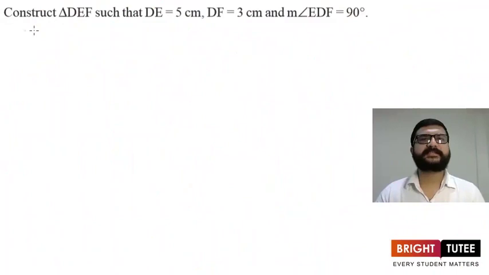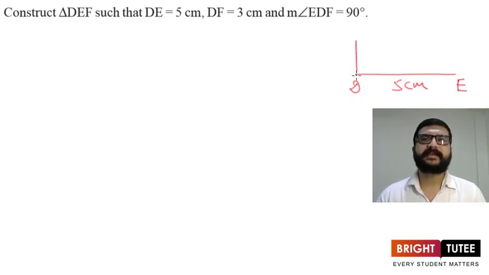The question is, construct triangle DEF such that DE is 5 centimeters and DF is 3 centimeters and angle EDF is 90 degrees. So first of all, we have to draw a rough sketch. So we need DE to be 5 centimeters. Let's say here is DE. This is 5 centimeters. And then we need angle EDF to be 90 degrees.